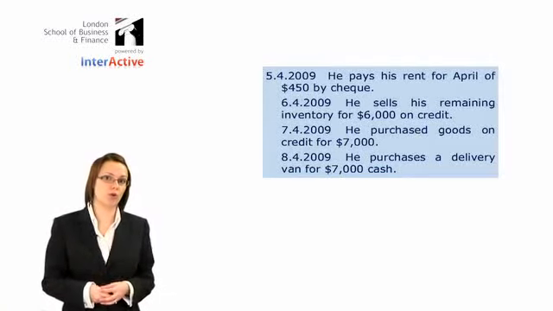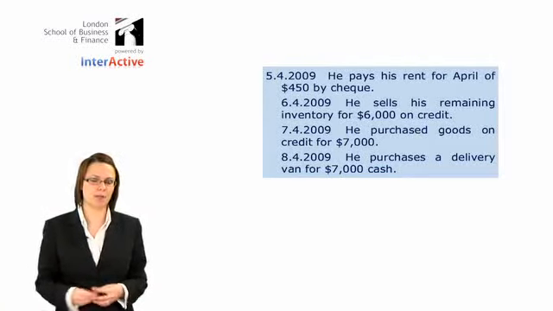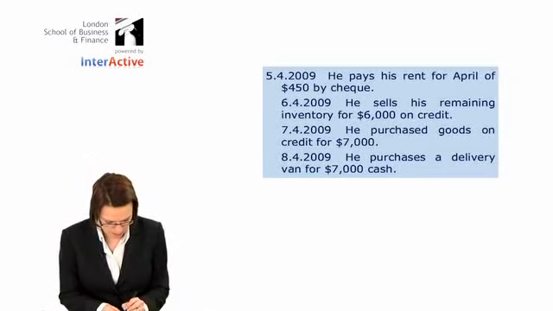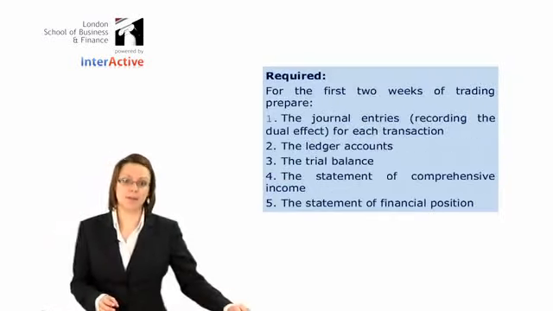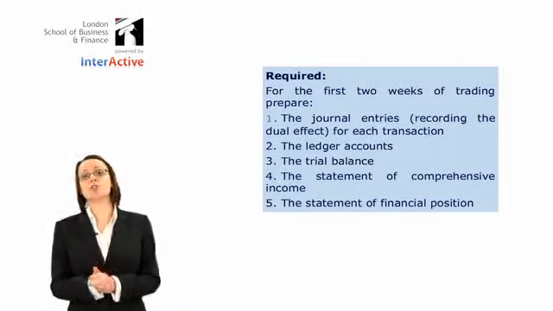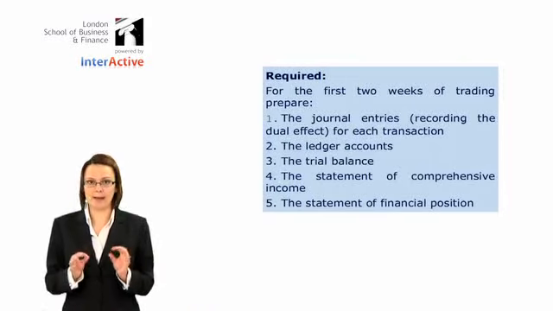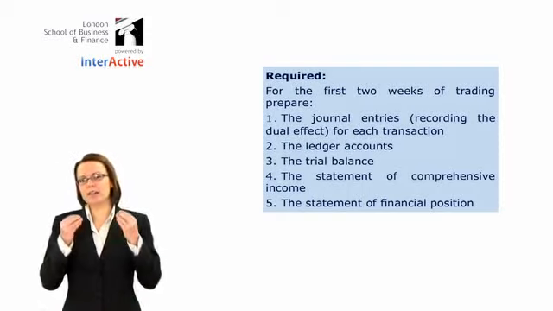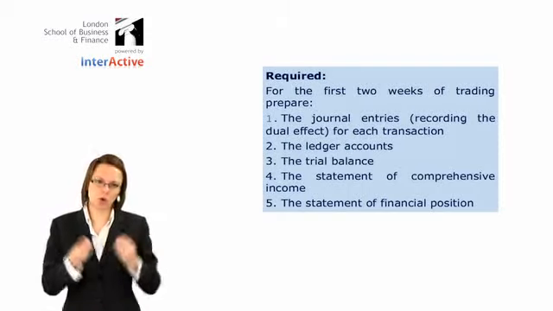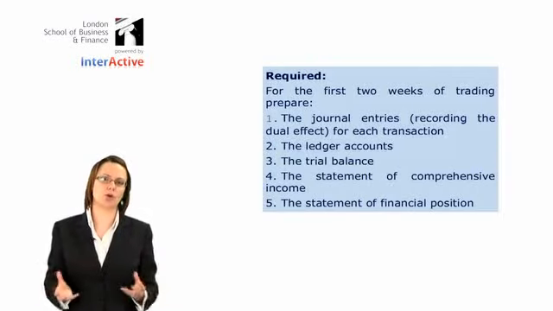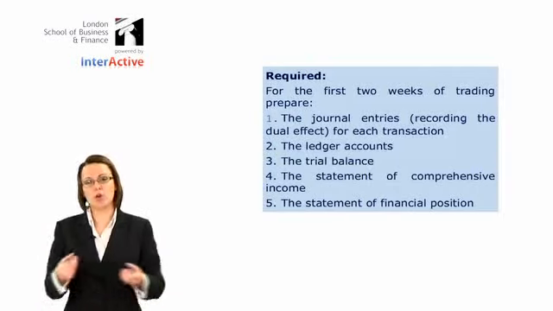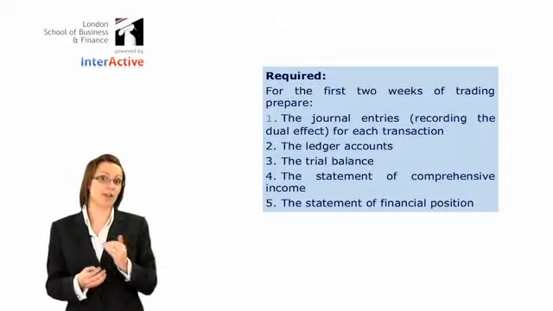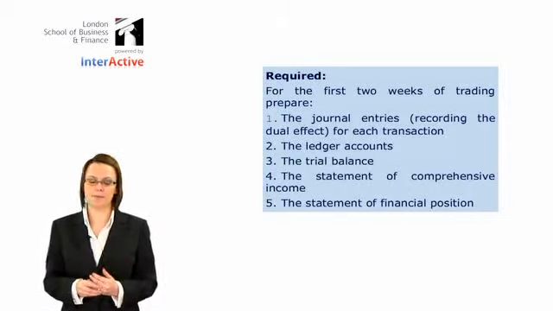We need to be able to record those transactions. So now let's have a look at the requirements for this question. The requirements. For the first 2 weeks of trading, prepare the journal entries for George, and the journal essentially records that dual effect we were talking about. And by recording that dual effect, we can then record the debit and the credit entry as well.